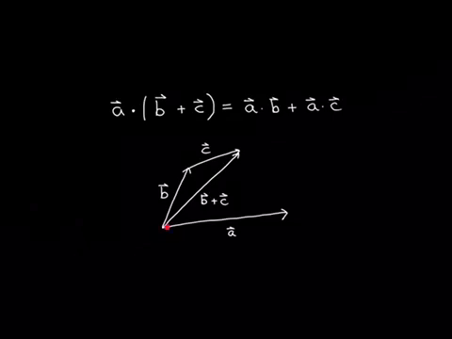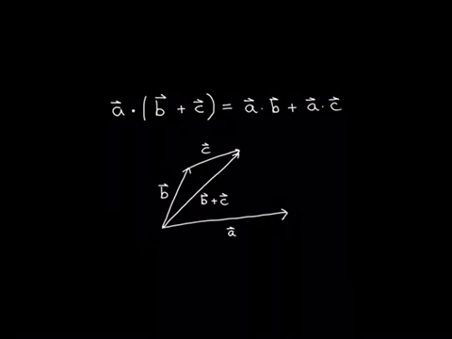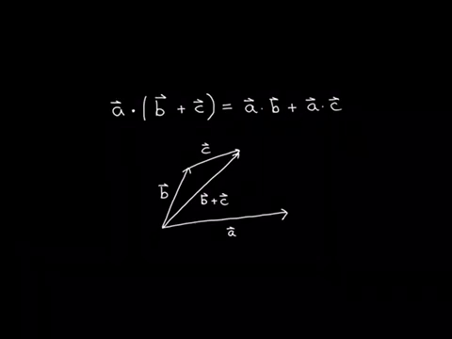So on the picture here we have the vector a, here we have the vector b, we're adding on the vector c to get this new vector b plus c, and we're trying now to dot product the vector a with the vector b plus c, and the claim is that we can just dot product a with b and a with c and add those two answers together. So we want to understand why this is true.